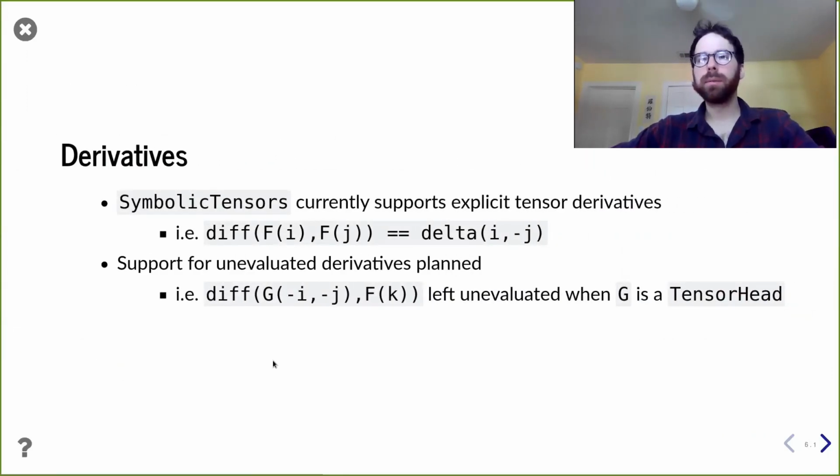The type of derivative support I added is in terms of explicit derivatives. So as an example, a vector derivative with a vector with a different index just looks like a delta. This type of derivative is supported, plus products and chain rules. Unevaluated derivatives I plan to add, so just things that are derivatives and transform that way symbolically but aren't further evaluated.